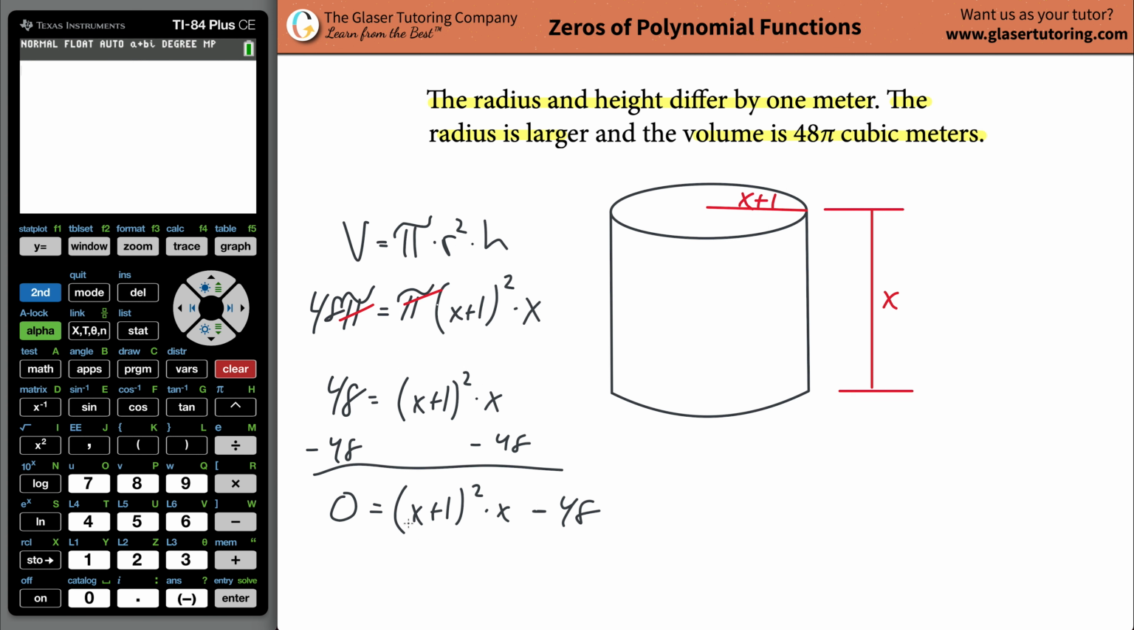Now, for this problem, though, I'm not going to do that because it's going to take us, like I said, like an hour and a half. Instead, I'm going to use the calculator. So set it equal to 0. And then what you're going to do is graph this part, the non-zero portion.